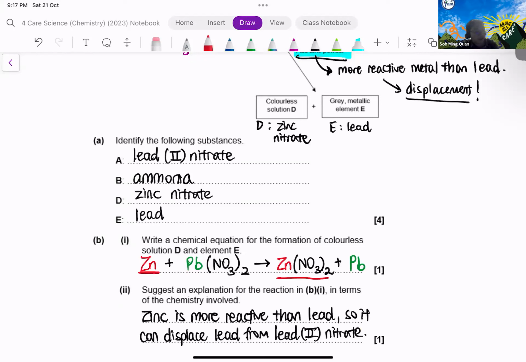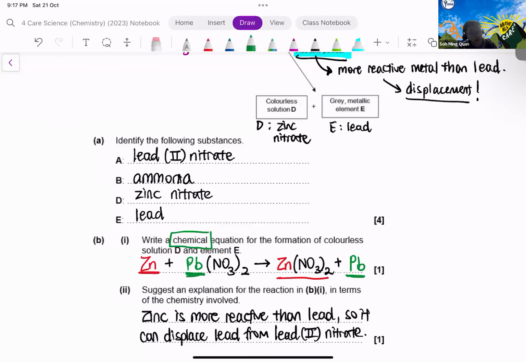On the other hand, the less reactive metal at first is part of a compound. Lead(II) nitrate is a compound. But because the less reactive metal is displaced, now the less reactive metal is on its own at the end. Now, this is what we call the chemical equation. The chemical equation shows you the full chemical formula of every substance present. Nothing is omitted from it.